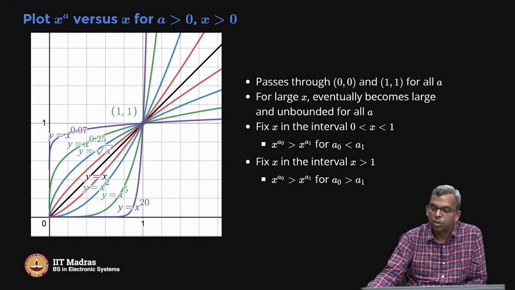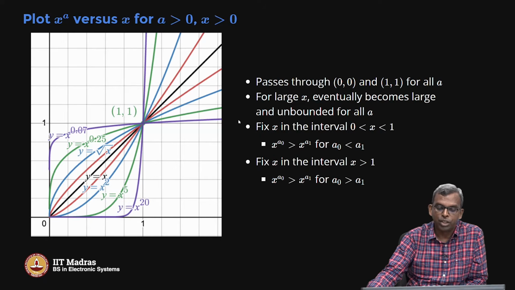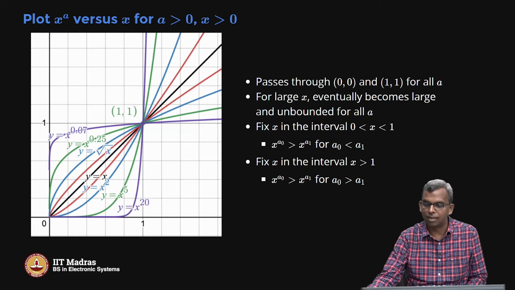It passes through (0, 0) and (1, 1) for all a. For large x, it eventually becomes large and unbounded for all a. Whatever your value of a may be, as you increase x higher and higher, this function will go unbounded for any a. Whatever a you may pick, this will go unbounded, okay.